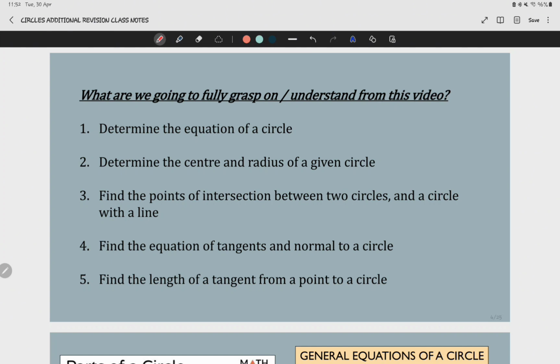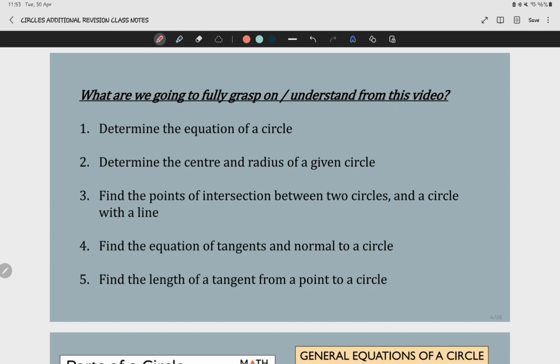We are going to find the points of intersection between two circles and between a circle and a line. Basically, the points of intersection can be between two circles or one circle with a line. With a line, it can intersect at 2 points or at 1 point only. You need to get that idea.